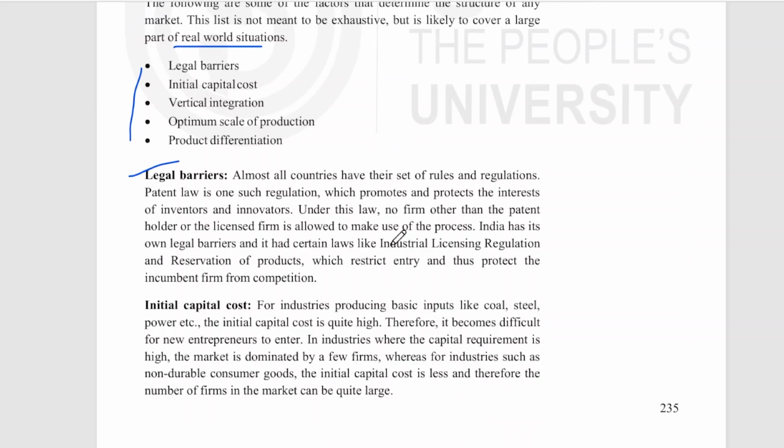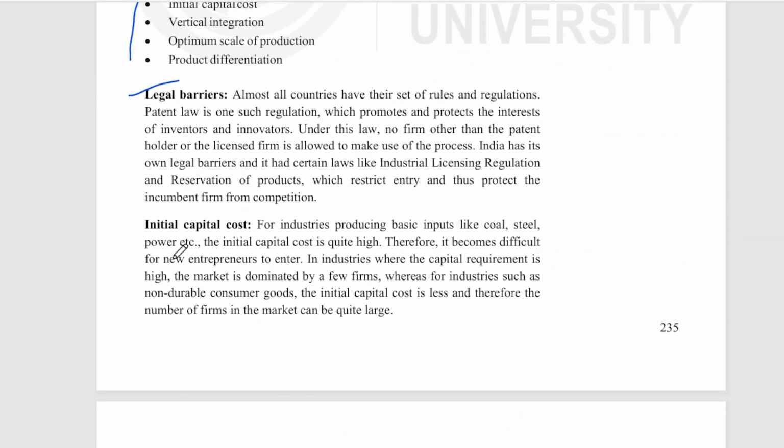So legal barriers: almost all countries have their set of rules and regulations, and patent law is one such regulation which protects the interest of investors and innovators. So it's all based on law.